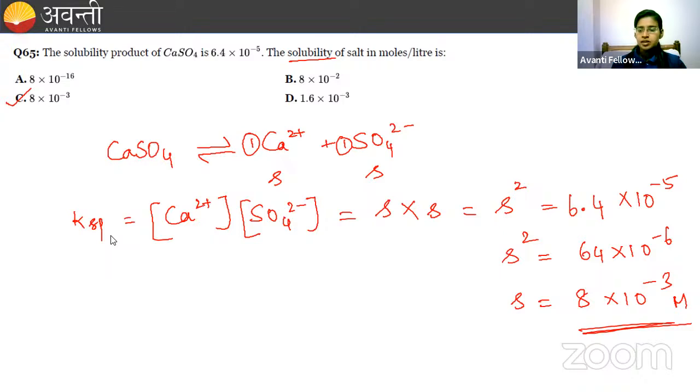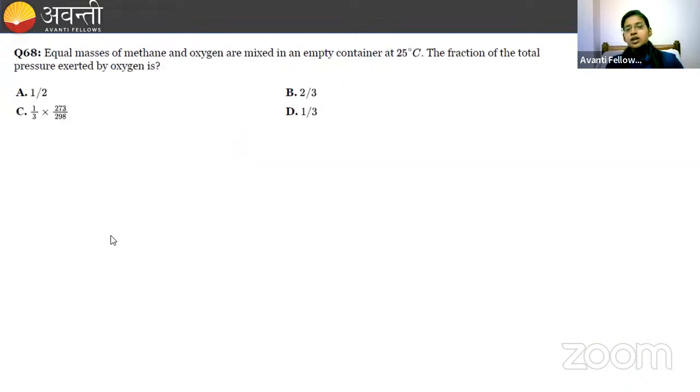Clear? Next, moving on to the next question. Equal masses of methane and oxygen are mixed in an empty container at 25 degrees Celsius. The fraction of the total pressure exerted by oxygen is?